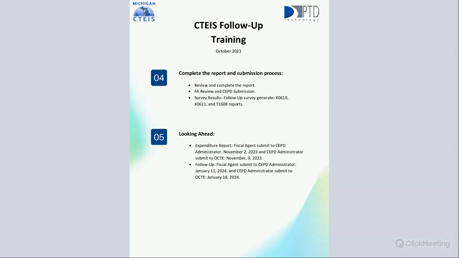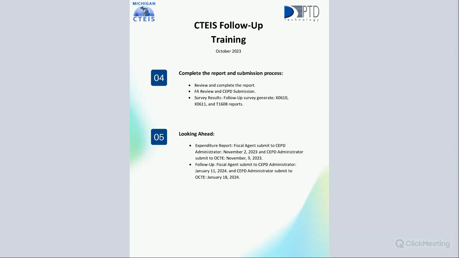The last item that we like to do is just a reminder and looking ahead. We know that the expenditure report is the last collection period that we had training for, but just a reminder that fiscal agents need to submit to the CPIT administrator by November 2nd, and then the CPIT administrator needs to submit by November 9th to OCTE.